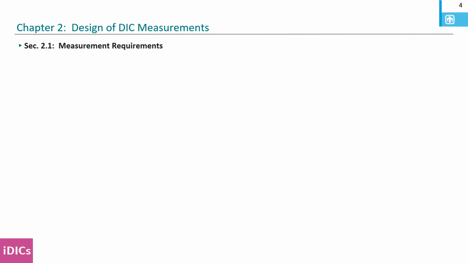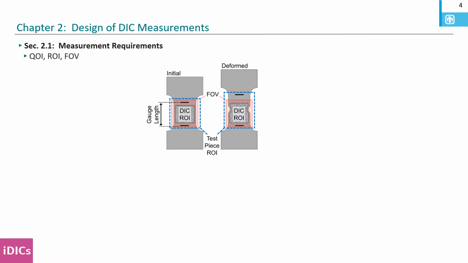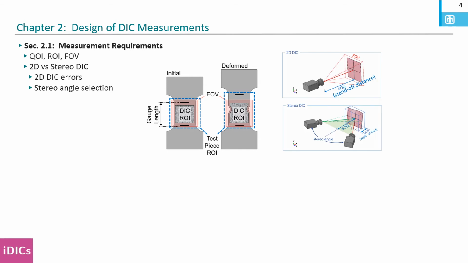In Chapter 2, we'll go over the design for your DIC measurements, and we'll start off with measurement requirements. We'll first talk about how to determine your quantity of interest, your region of interest, and your field of view. We'll discuss pros and cons of 2D DIC versus stereo DIC and how to select the appropriate one for your measurements.